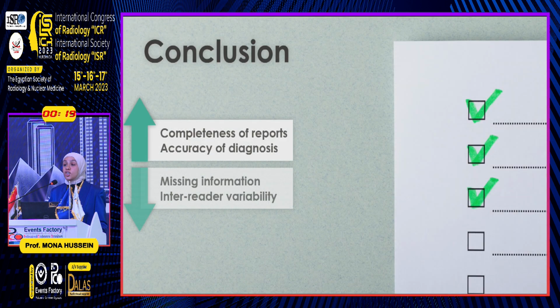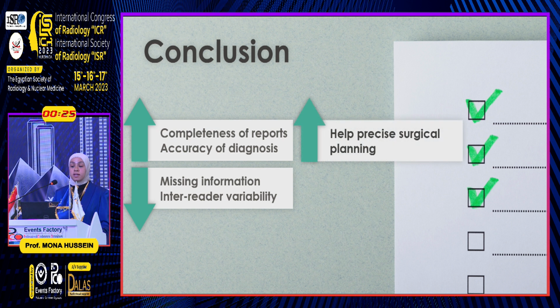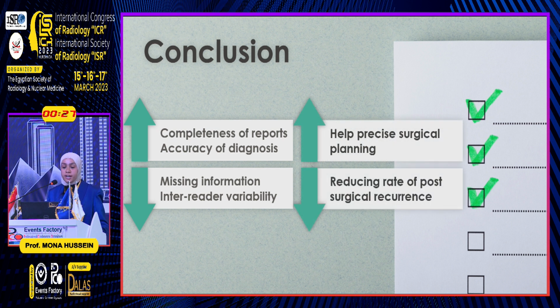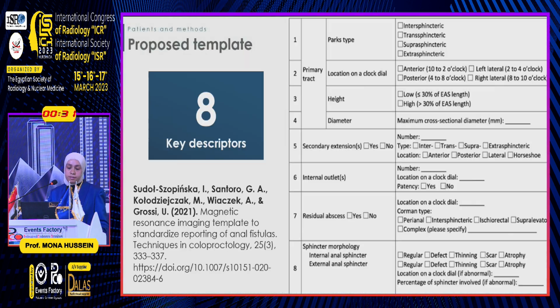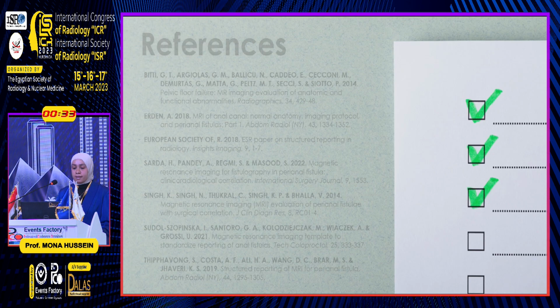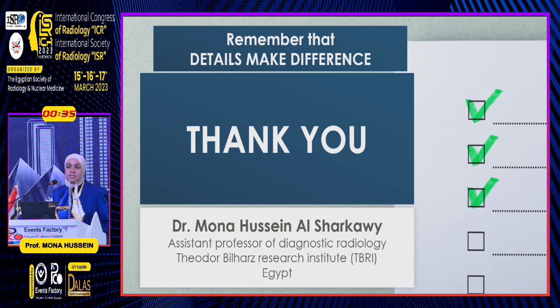Conclusion. Structured reporting increased completeness of reports and accuracy of diagnosis, reduced missing information and inter-reader variability, and helps precise surgical planning and post-surgical recurrence assessment. It also provides key descriptors to surgeons. Details make a difference. Thank you.